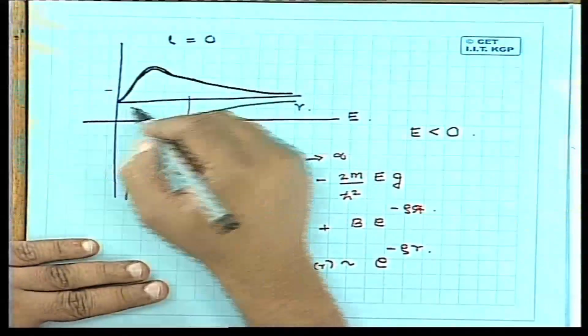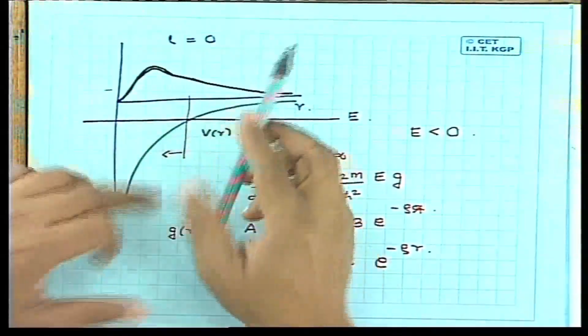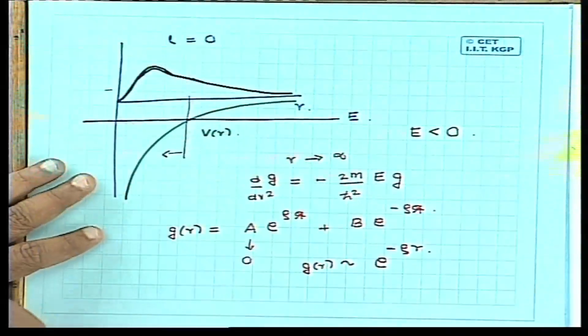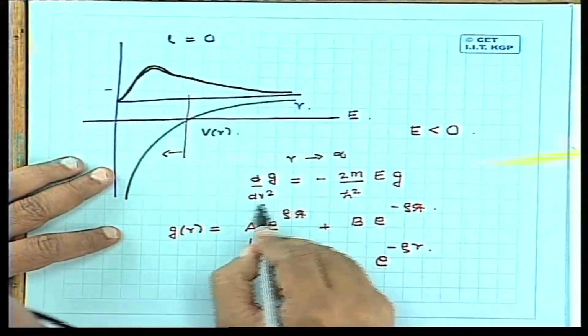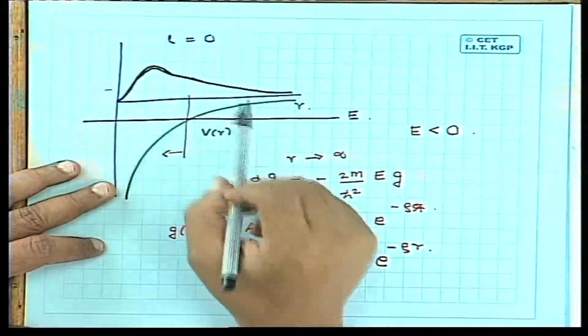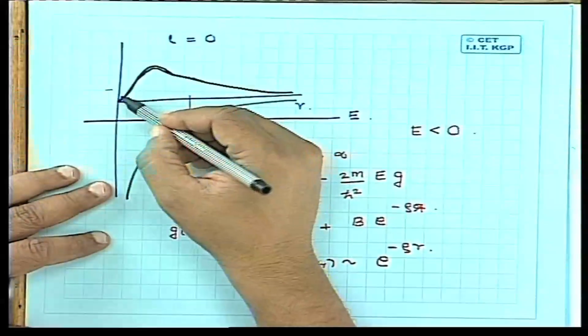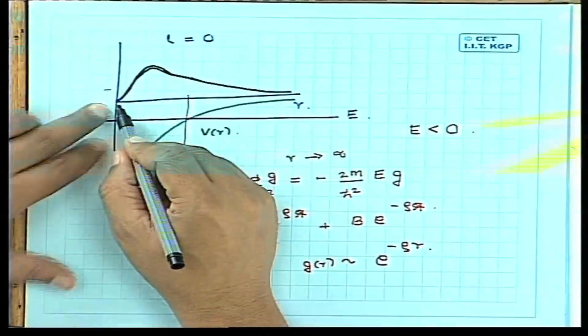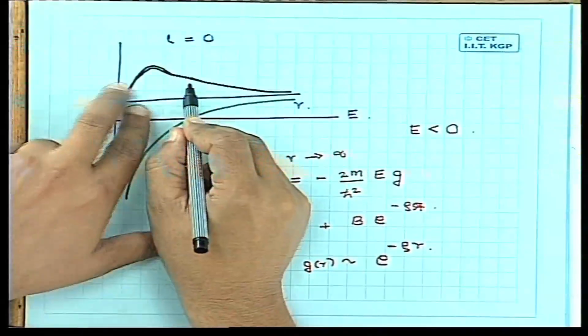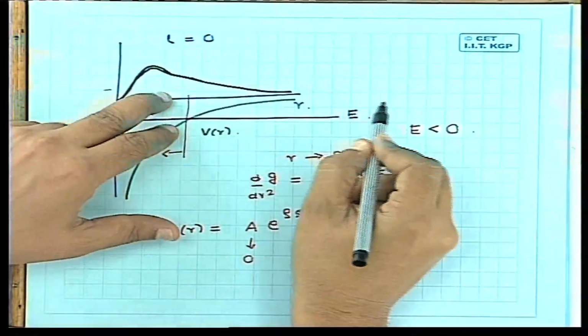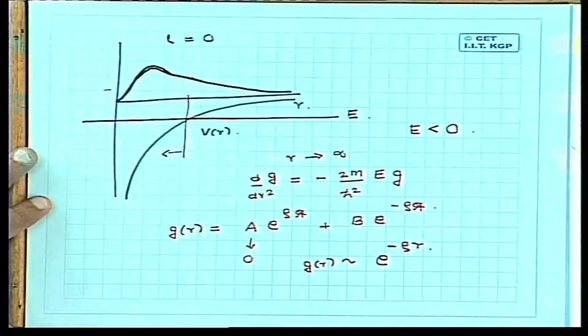For other values of E, you will not have such a continuous matching. When you match over here, you will find that you may pick up some growing part also, and those values will be ruled out. So you will find that there is a certain value of E where the wave function starts from 0 and then continuously, smoothly goes over to this exponentially decaying part at large r. This is the lowest energy state.